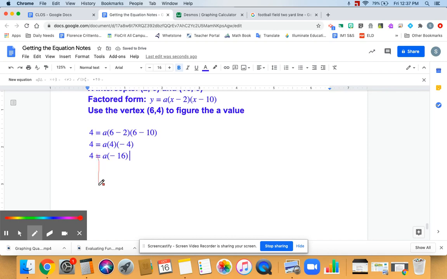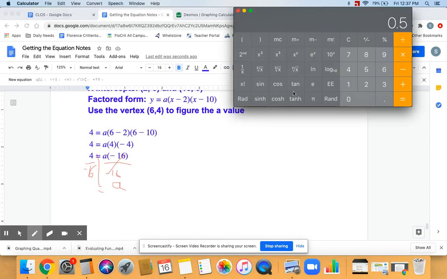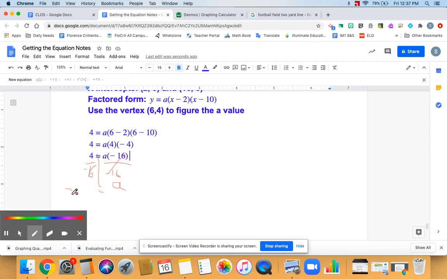So finally, to solve for a, it's a times negative 16, so I have to divide the negative 16 away from both sides. So on this side, negative 16 divided by negative 16 becomes 1a. So just 1a is left, equals 4 divided by negative 16, which is negative 0.25.